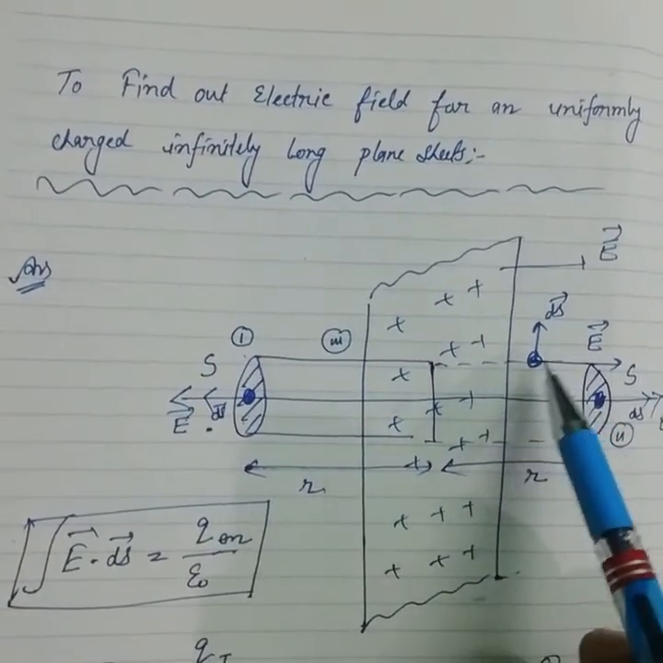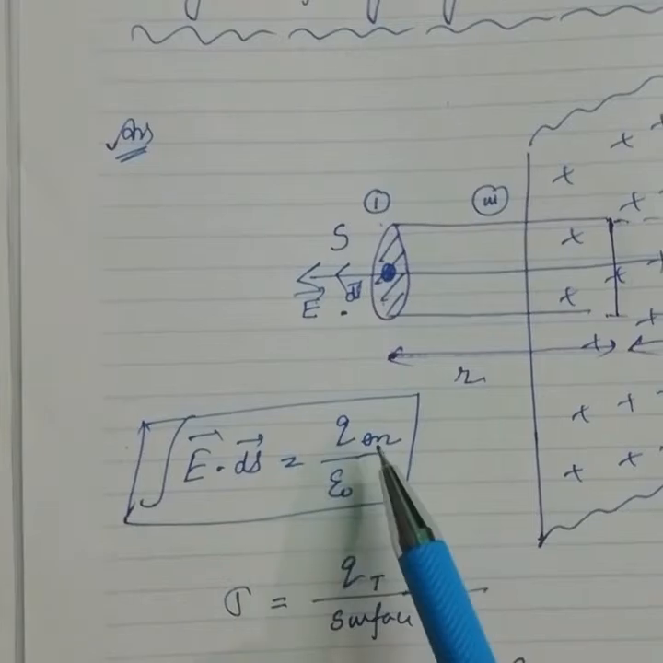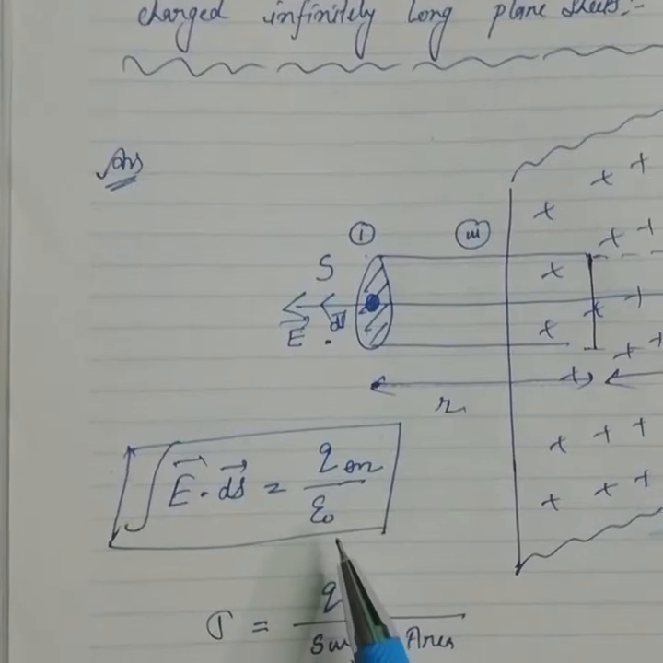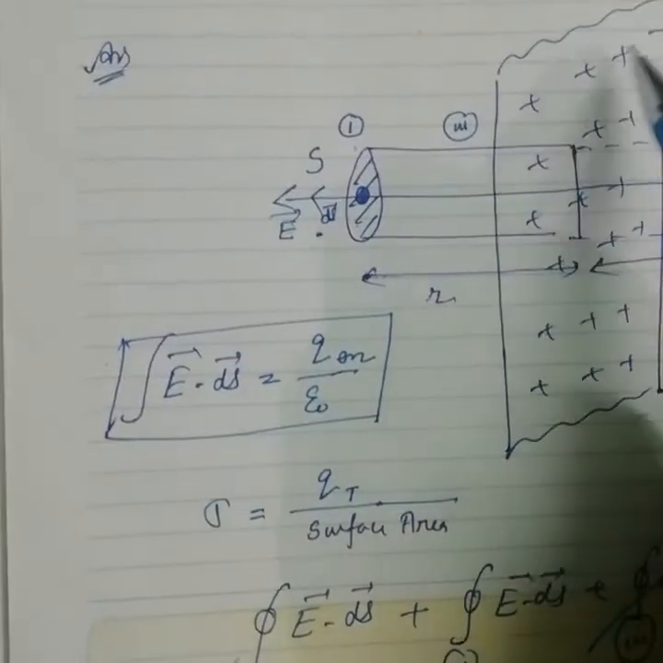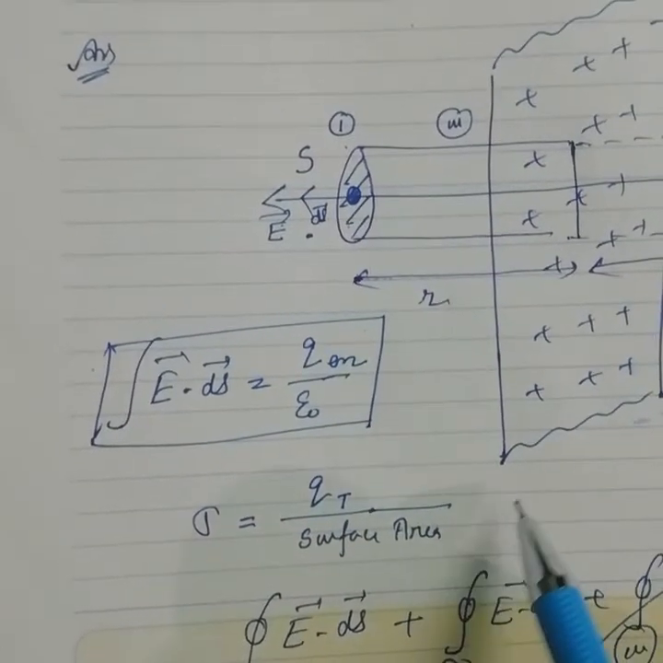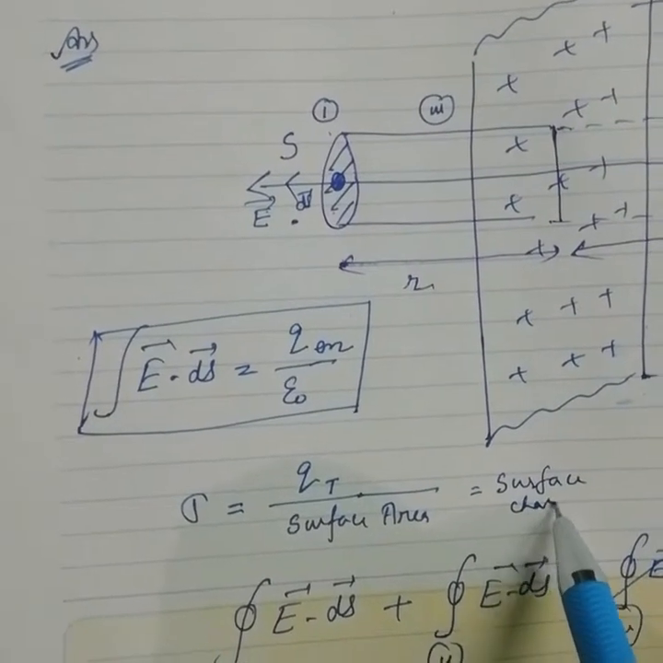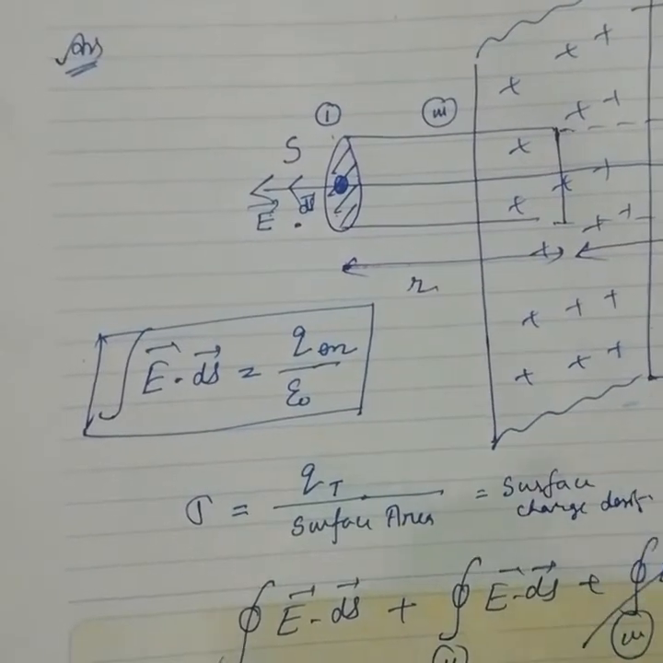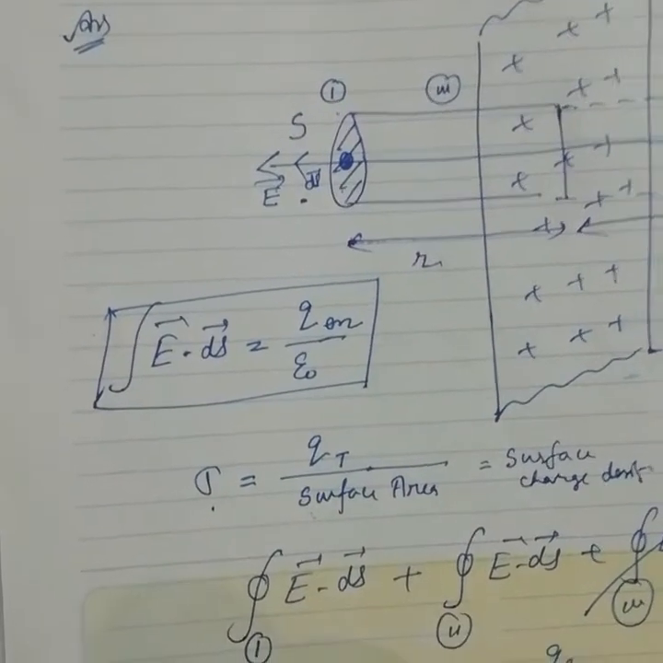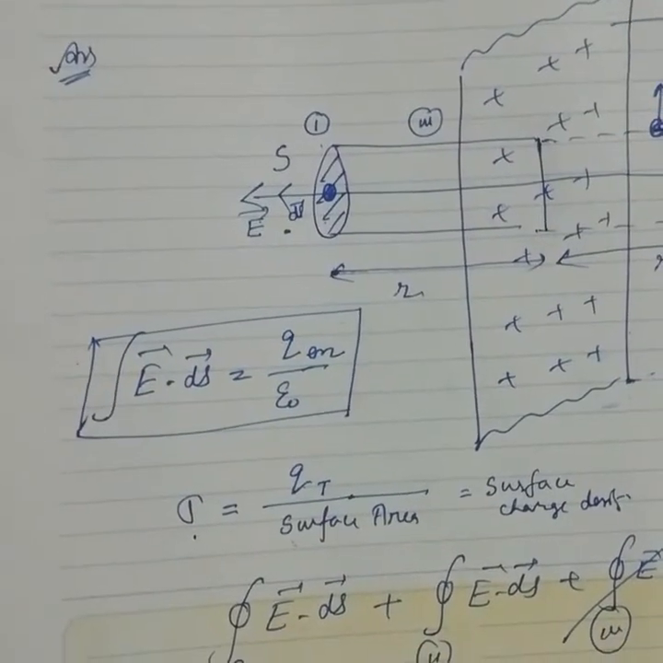The angle between these two is 90 degrees. So this is the law: the integral of E dot dS is equal to q enclosed, the total charge enclosed within the Gaussian surface, divided by epsilon naught. Here, since charges are uniformly distributed, there is a concept called surface charge density, which is denoted sigma, and it is the total charge q divided by the surface area.